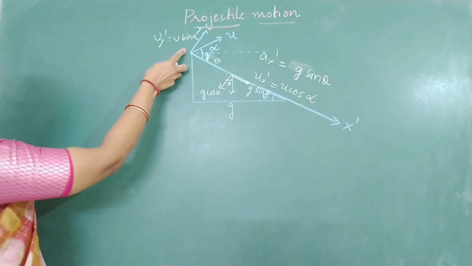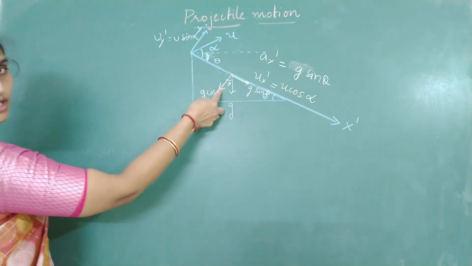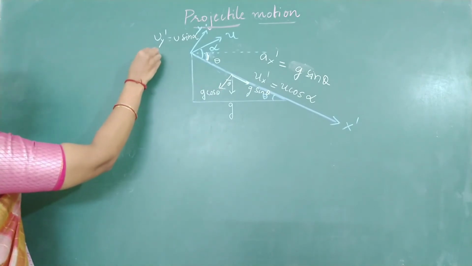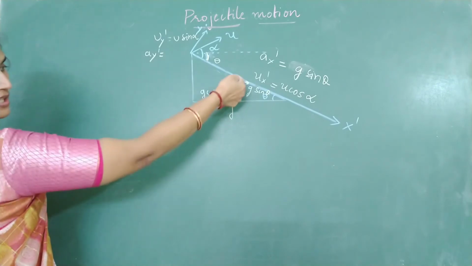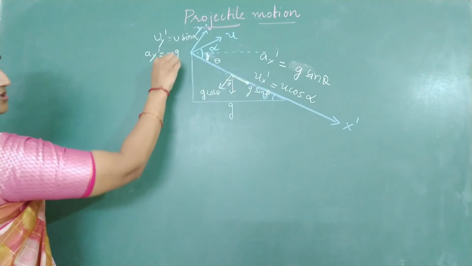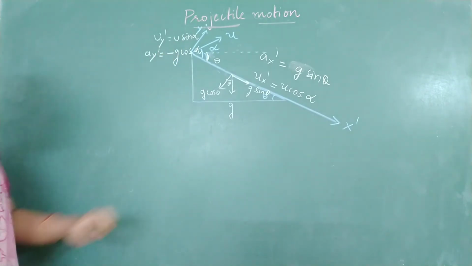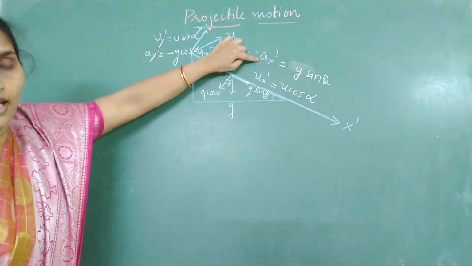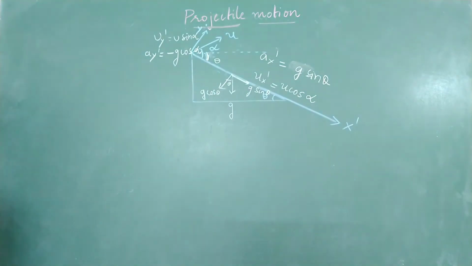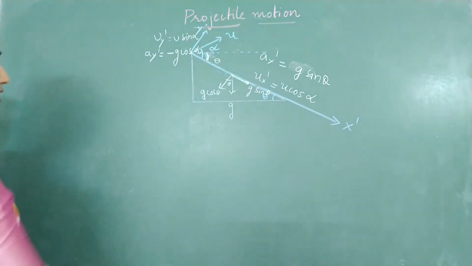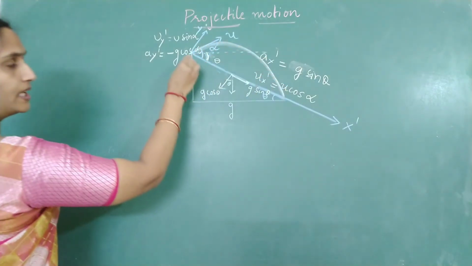Now come to the y dash axis. uy dash is acting upward, but g cos theta is acting downward. So the acceleration in the y dash direction, this is upward and this is downward, is minus g cos theta. See, we have got ux dash and ax dash, uy dash and ay dash. Now find out the location of the particle. Again it takes a parabolic path, comes and hits the inclined plane.